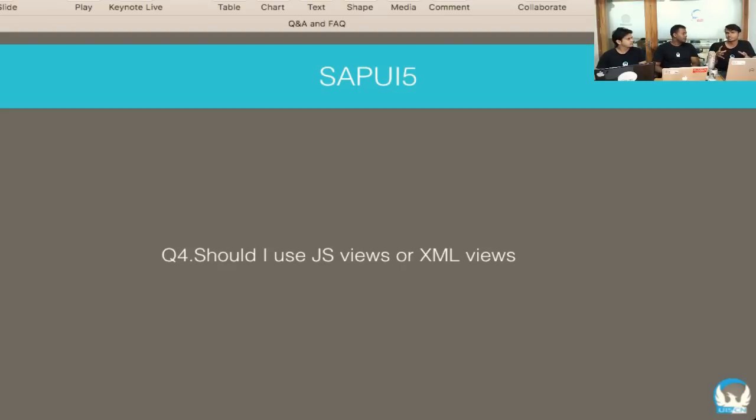Basically, the properties and aggregations that you have in XML and JavaScript, the way you write it is just different there, but it's kind of common between both. Yeah. So here you can define whether we should use JS or XML.